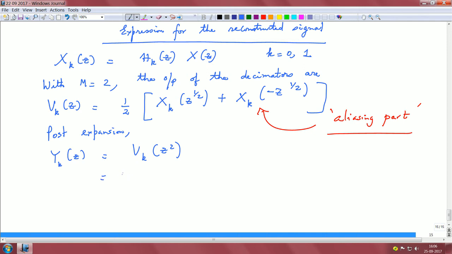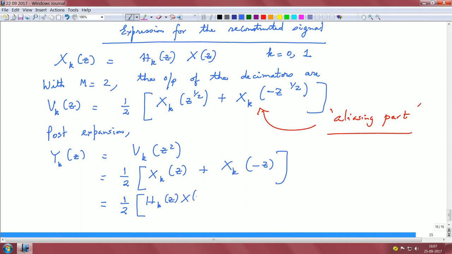Now I simplify this to be 1/2 of xk of z plus xk of minus z. It's straightforward. Plug z equals z square into the equation above. Now since we know what the equation is for xk in terms of hk and x, we plug that in. So we have 1/2 hk of z x of z plus hk of minus z x of minus z. Okay.